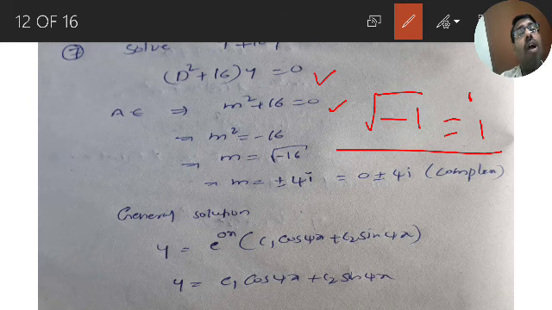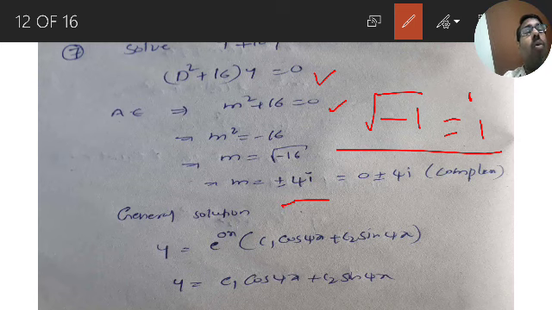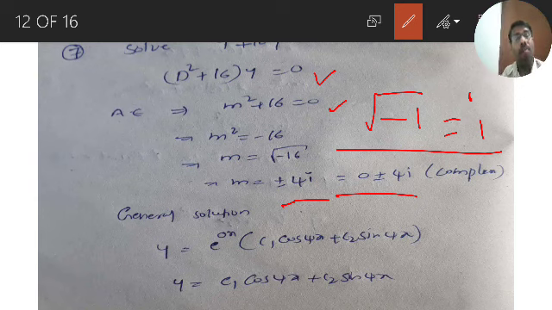So root 16 is 4, and root of minus 1 is i. So it is plus or minus 4i. You have to write it in alpha plus or minus i beta form. There is no alpha, so write 0: 0 plus or minus 4i.